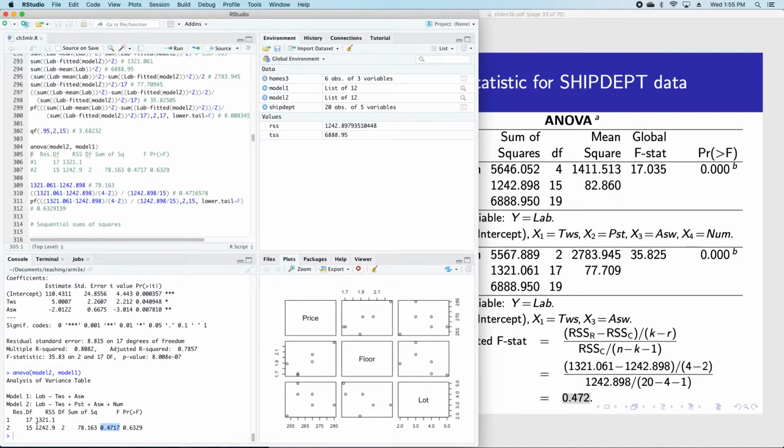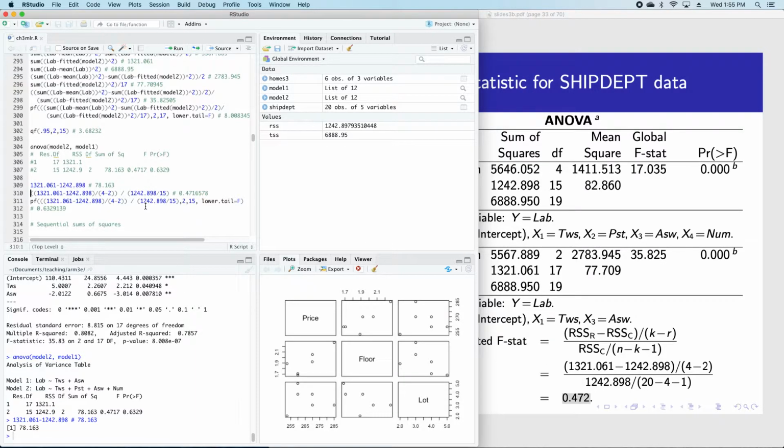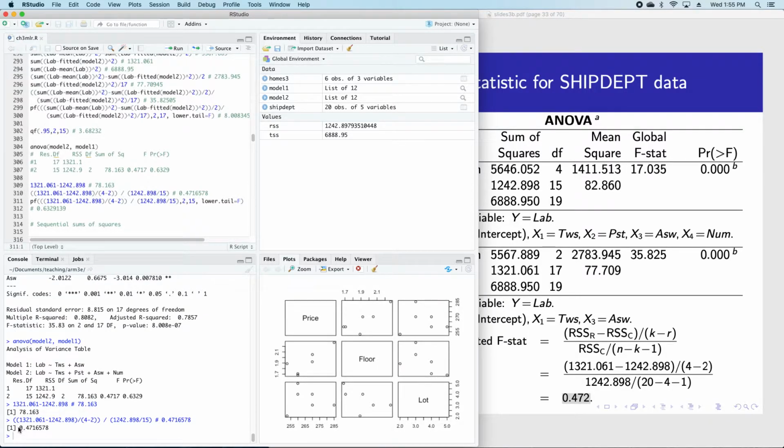You can also see in this output there's the residual sum of squares for the reduced model, and the residual sum of squares for the complete model. I can take the difference between those 2 residual sums of squares, 78.163, that's given here, and then I can put all the numbers into the formula to get my 0.472 here.